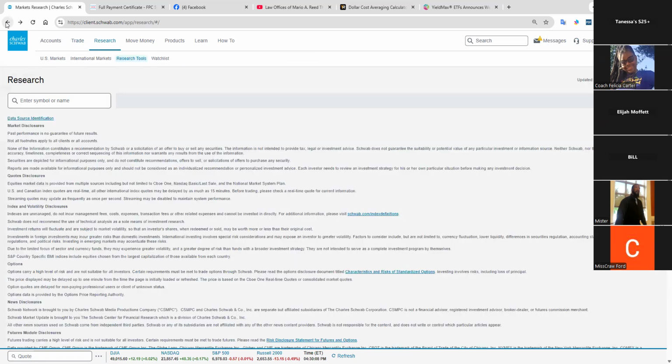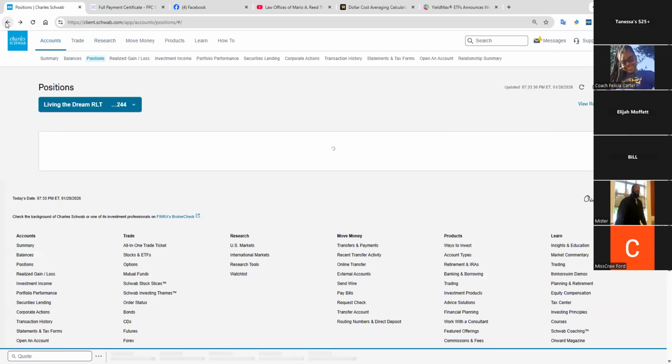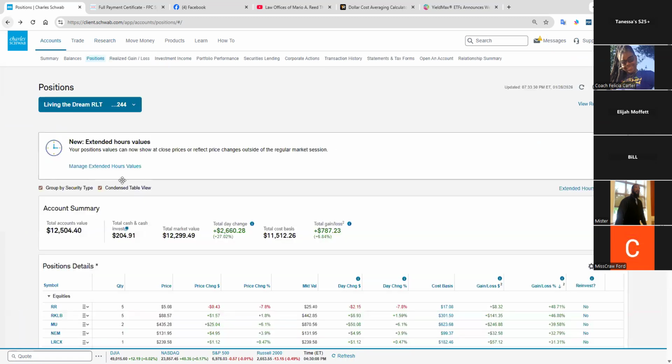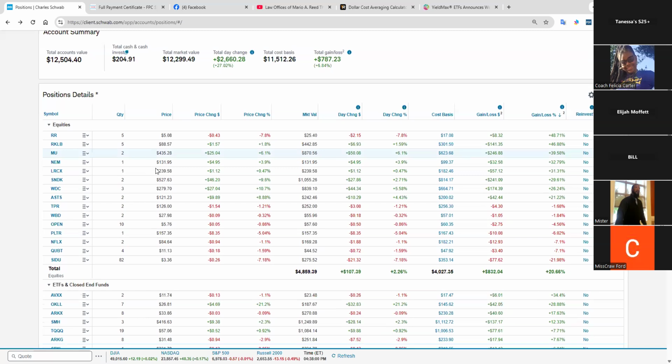So now I'm going to go back to our portfolio. All right, we're down to $204. That's the amazing thing and the crazy thing about doing this with dollar cost averaging. Even with $2,500, it goes fast. We've just gone on a $2,300 buying spree.